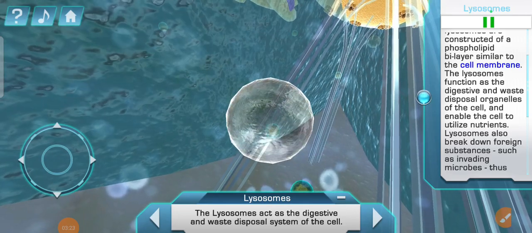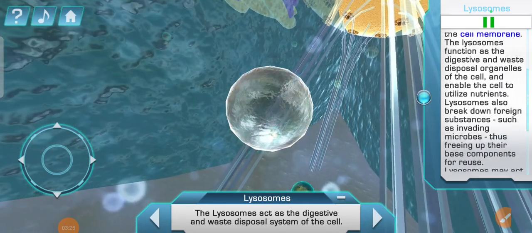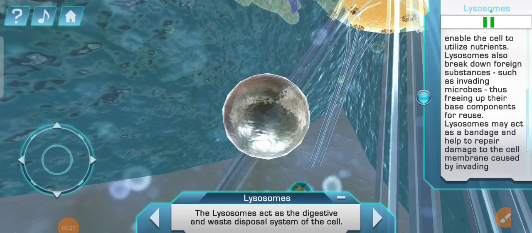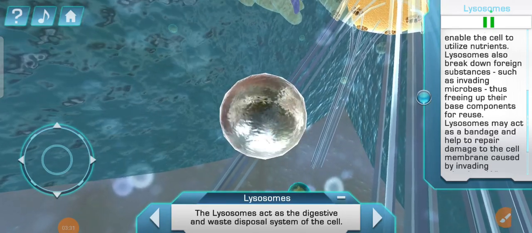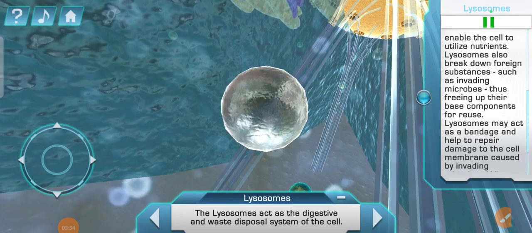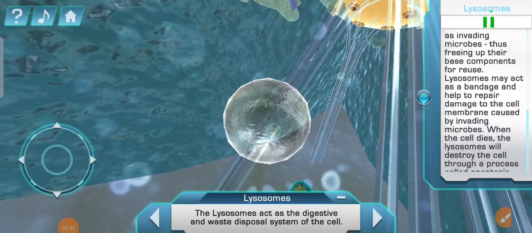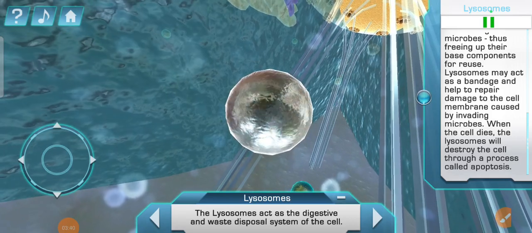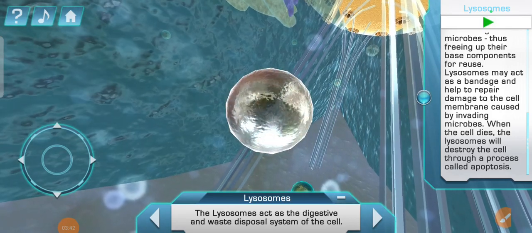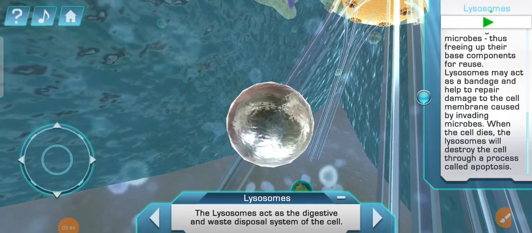Lysosomes also break down foreign substances such as invading microbes, thus freeing up their base components for reuse. Lysosomes may act as a bandage and help to repair damage to the cell membrane caused by invading microbes. When the cell dies, the lysosomes will destroy the cell through a process called apoptosis.